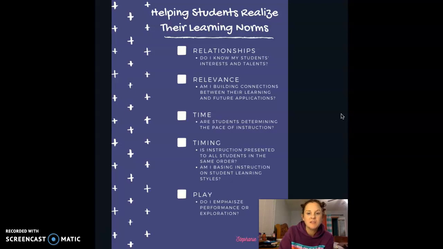So our focus was helping students realize their learning norms. I took this as an approach to look at it from a teacher's perspective, and I've created a checklist for what you need to be doing as a teacher.